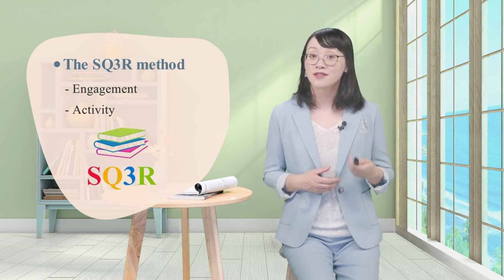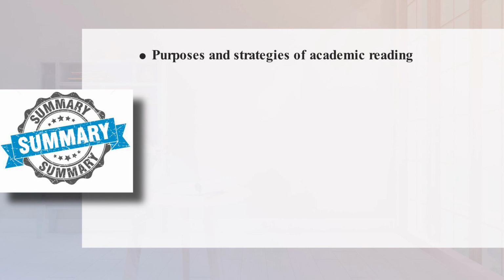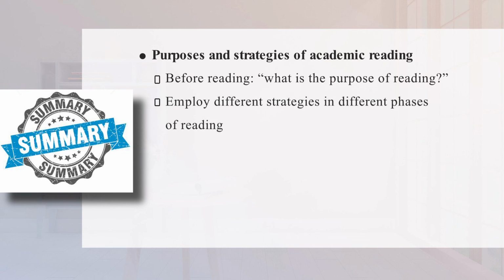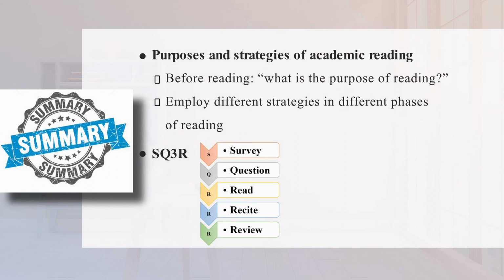of developing understanding. To sum up, in this mini lecture, we have discussed the purposes and the strategies of academic reading. Before reading, an effective reader will usually ask, "What is the purpose of reading?" In accordance with the purposes, we may employ different strategies in different phases, including before reading, during reading, and after reading. Finally, SQ3R is introduced to elaborate how to help readers activate their thinking and review their understanding throughout their reading.